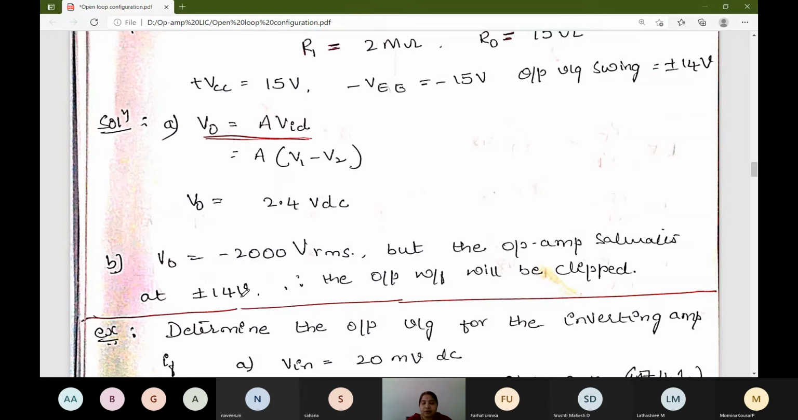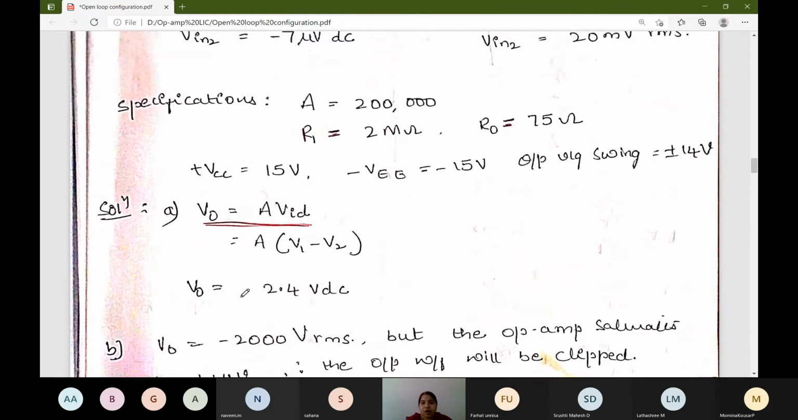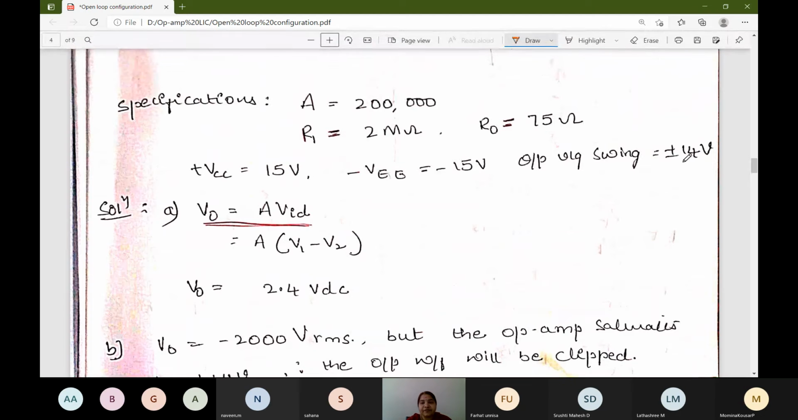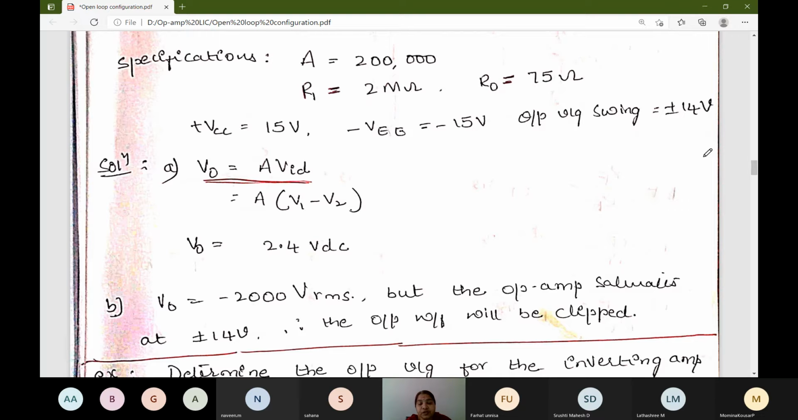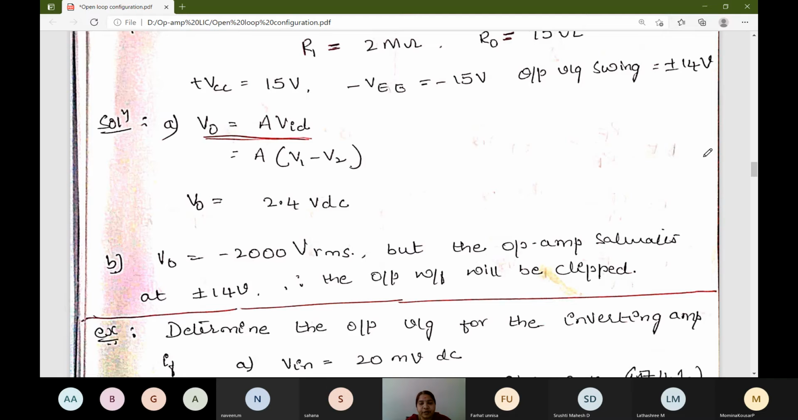Our op amp can behave linearly only below the supply voltage, that is, less than 15 volts. Till 14 volts it can behave linearly. After that it becomes saturated. Now what is the answer we are getting? We are getting 2000 VRMS. So 2000 means it will become saturated. Saturated in the sense you will get a square wave like output. It will be clipped. Okay, that waveform I will show you.